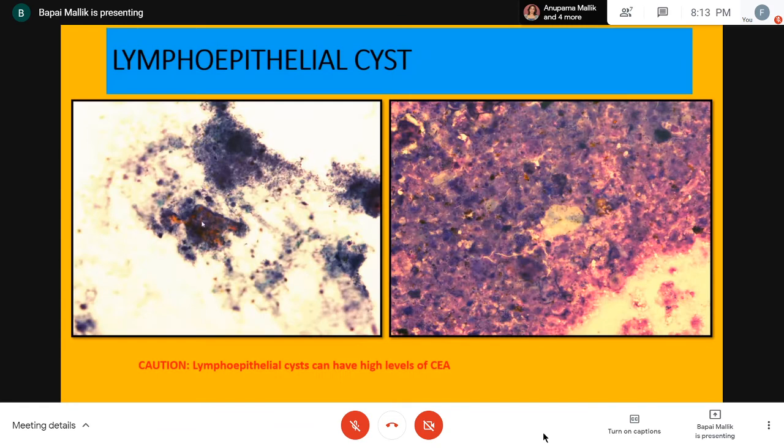Look at this. Just looks like some dirty material. Maybe you might be thinking in terms of a pseudocyst, because we know that whenever you see a dirty background, think of a pseudocyst, but then you start looking at this orangophilic material over here. This is a lymphoepithelial cyst, right? And these lymphoepithelial cysts are notorious for showing very high levels of CEA. So if you can pick them up, you have done a great job.